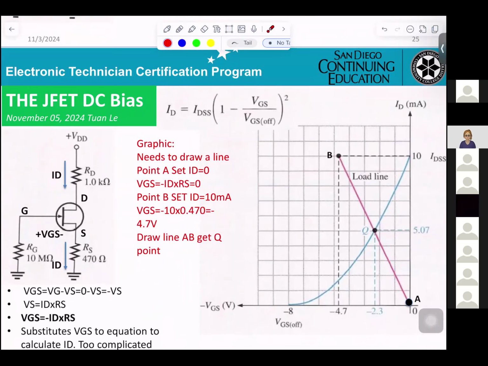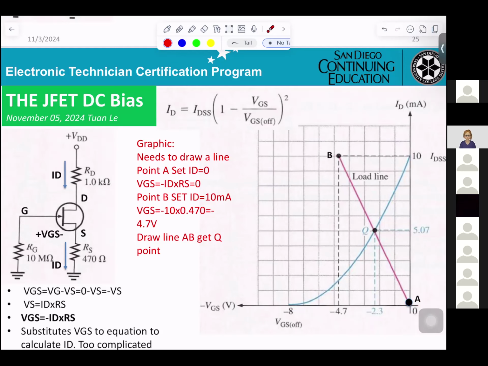Same thing. You need to draw the line. That's what they give to you. Need to draw a line. Point A, ID equal 0. Right here, on the VDE, point A will be voltage 0. Okay? Point A set ID 0, then VGS also 0. That's one point.